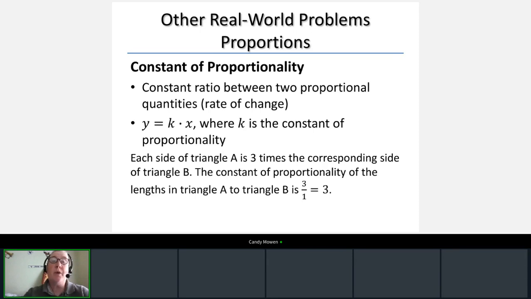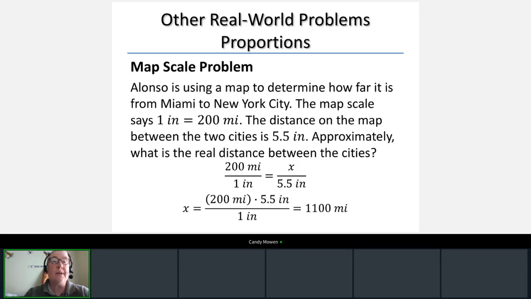Okay, now what you want to do is the constant of proportionality. Constant ratios between two proportionate quantities, that is the rate of change. Y equals K times X, where K is the constant of proportionality. Each side of triangle A is 3 times the corresponding side of triangle B. The constant of proportionality of the length from triangle A to triangle B is 1/3 or 3/1, which equals 3.